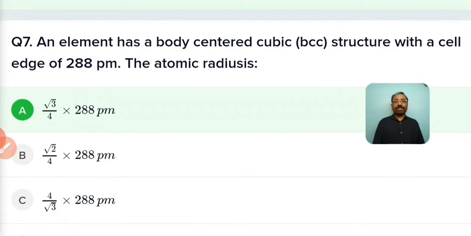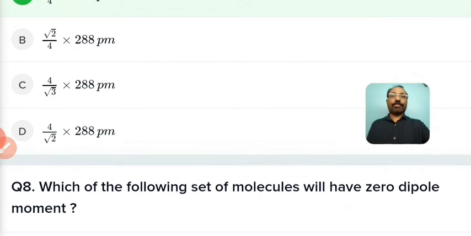an element has a body-centered cubic, that is BCC, structure with a cell edge of 288 picometer. What is the atomic radius? In case of BCC structures, the edge length and the radius relation: the radius equals root 3 by 4 a, where a means edge length. So what is the a value given? 288 is given. Therefore, r equals root 3 by 4 into 288 picometers. Therefore, the right answer is A.